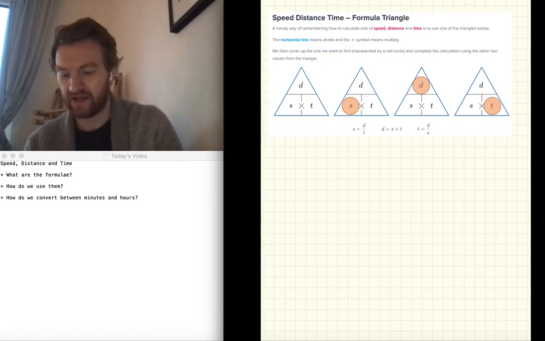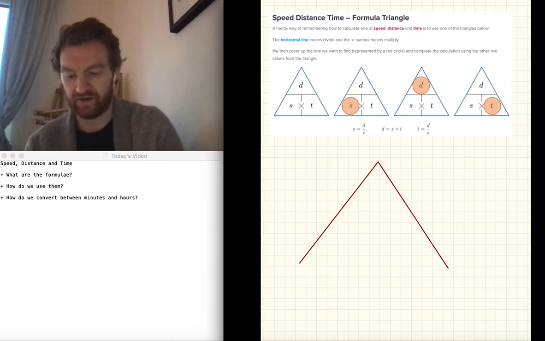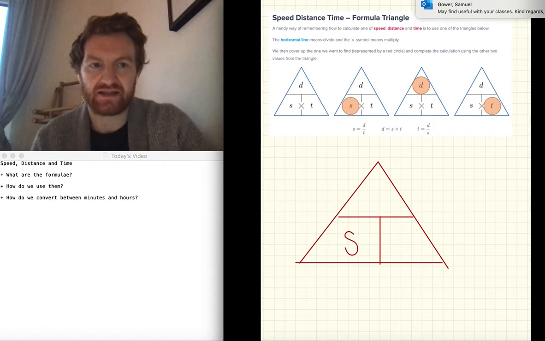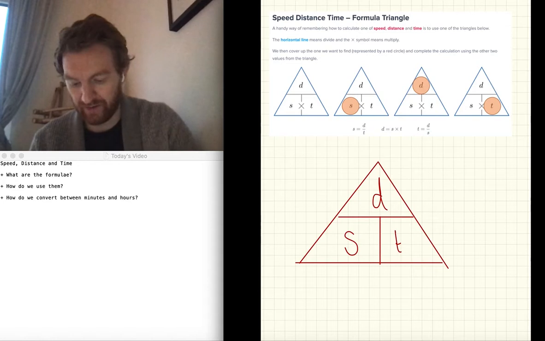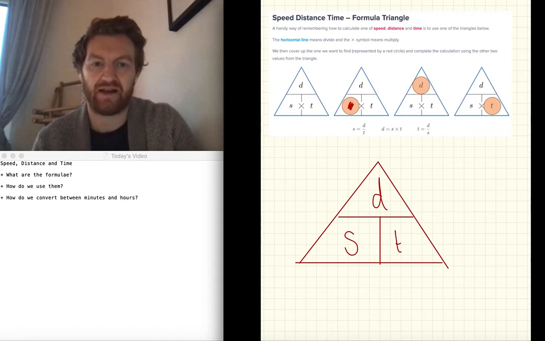So basically you get into your exam, you see a speed, distance, time question, and you just draw yourself your little triangle, as you can see, with your, just remember it's S, D and T. If you want to find a speed, you obviously say, okay, I want to find speed. So you say ignore the S, and you can see that when you get rid of the S, you're left with just D and T.